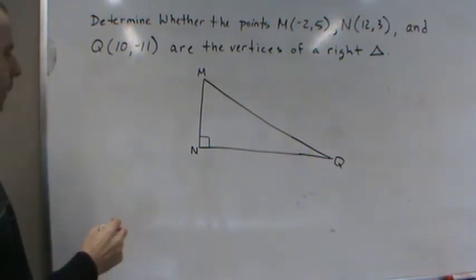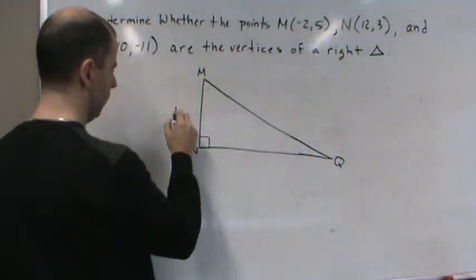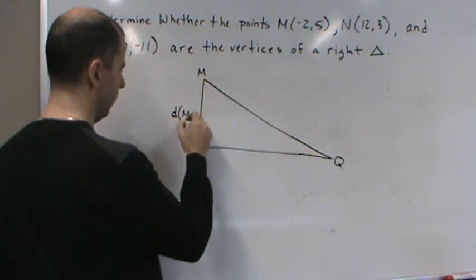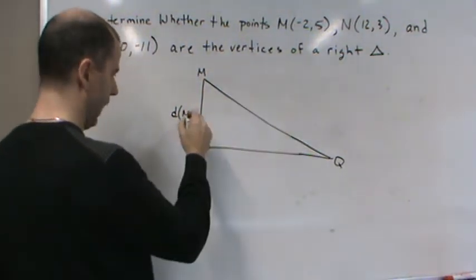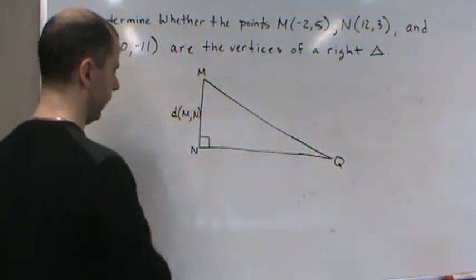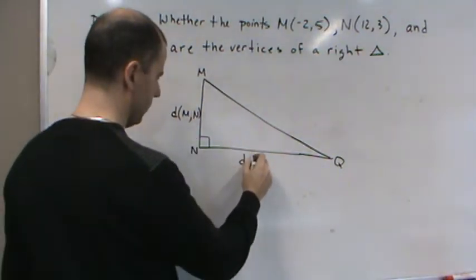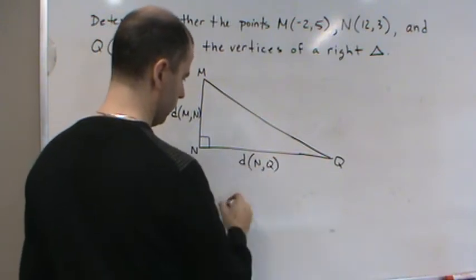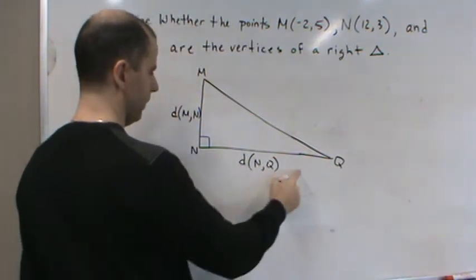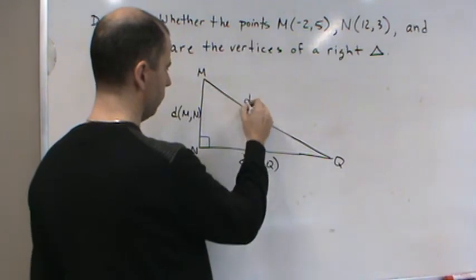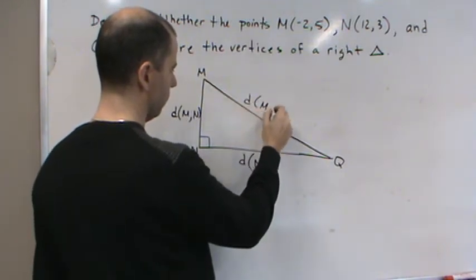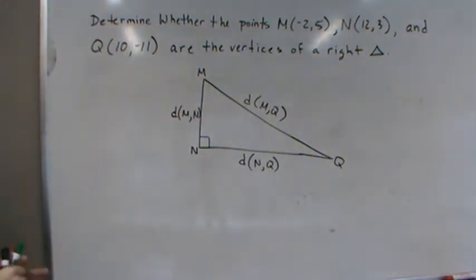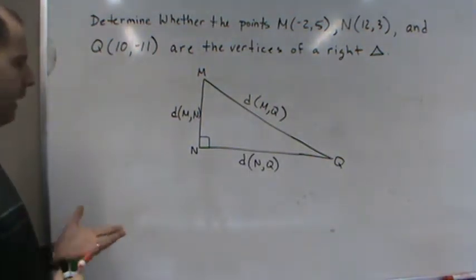Now I know the distance here, distance M comma N, if this was the accurate way I was writing it. And this is distance N comma Q. And this is the distance between MQ. So now, to visualize what I have to show.